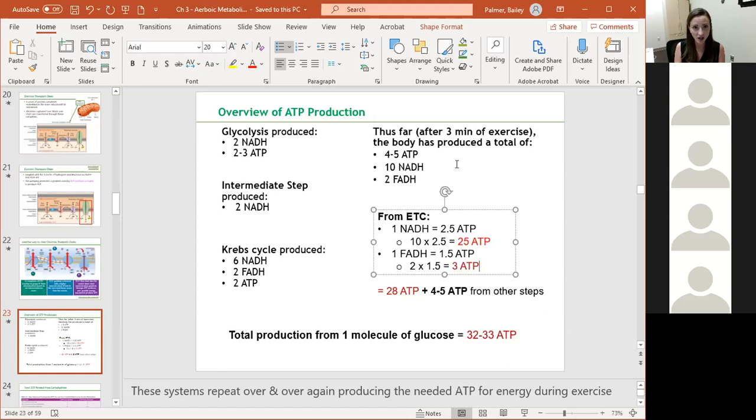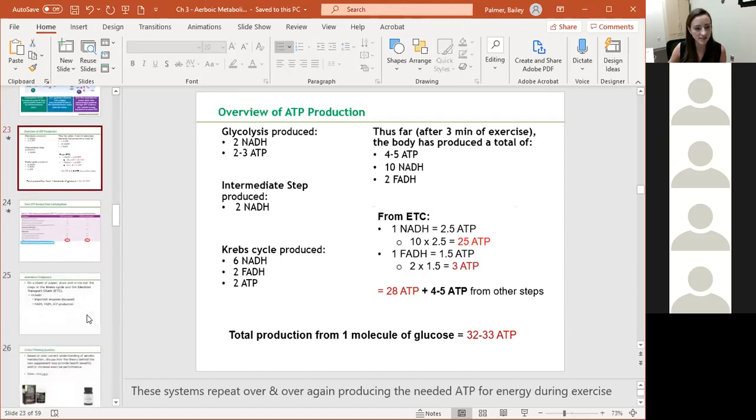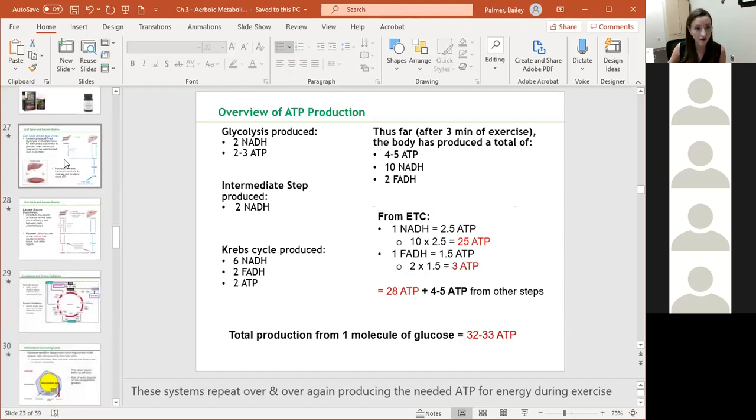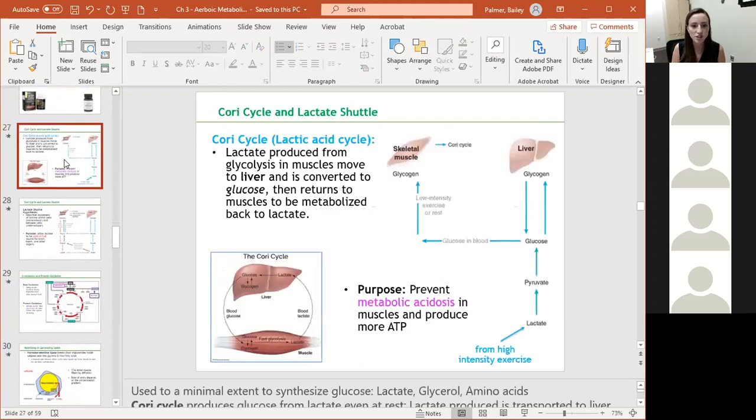So we're done talking about energy systems, and we're now going to move on to the other topics that we discussed in this chapter. So starting with the Cori cycle, and then we'll talk about the lactate shuttle.